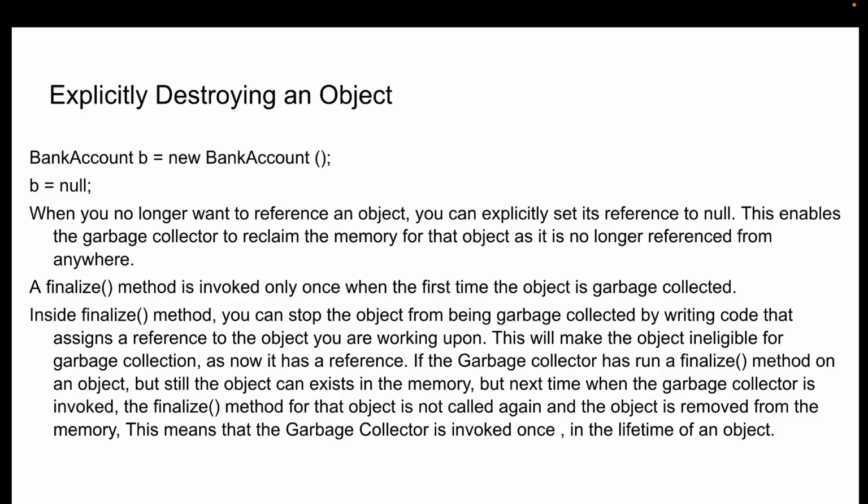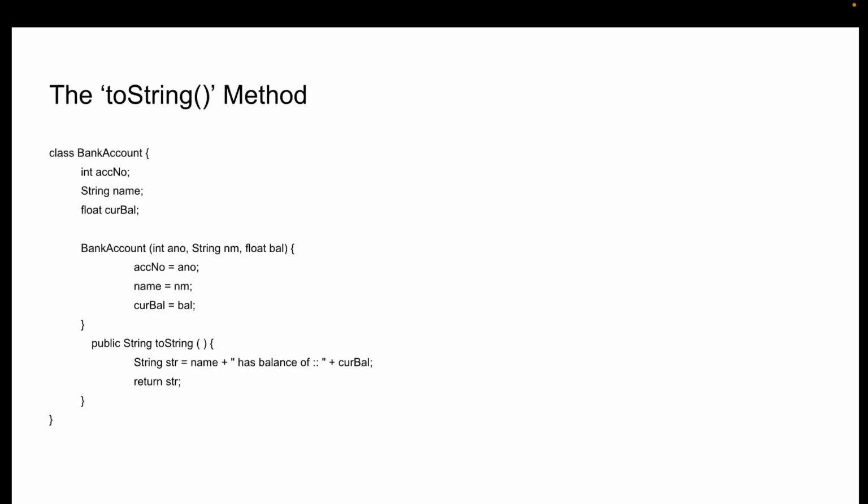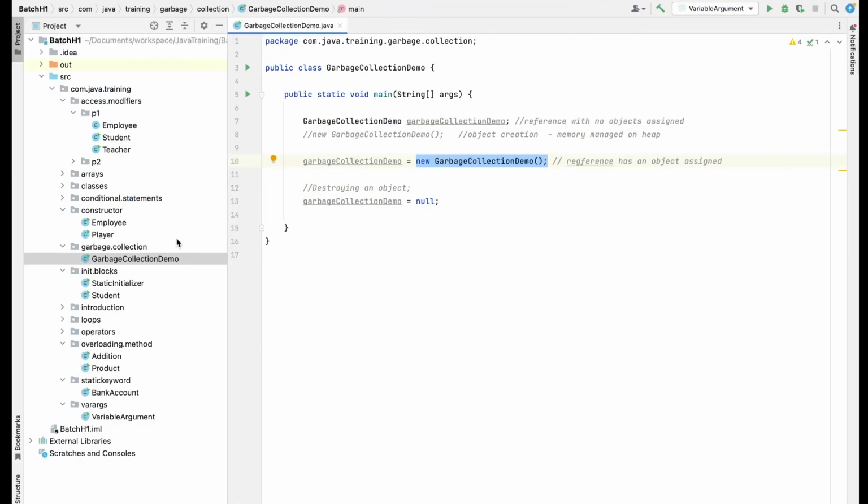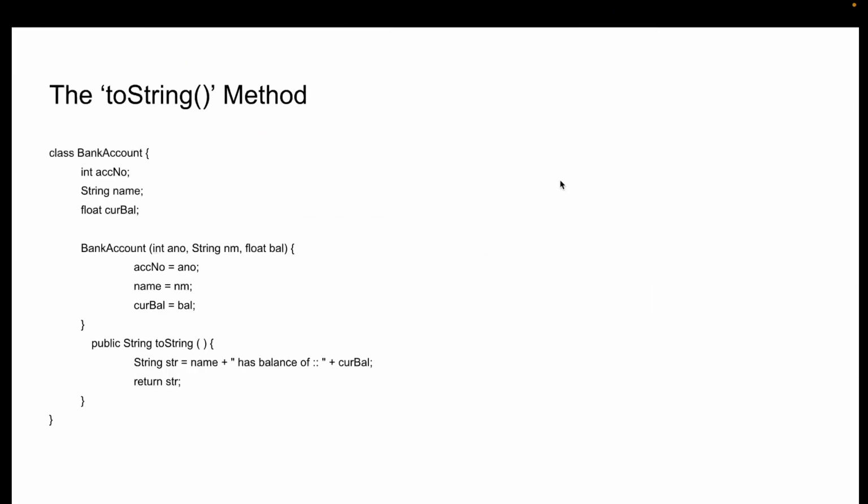This is all about garbage collection. Then we have something called the toString method. You are creating an object using this syntax, right? Using the new operator and then the class name followed by parentheses. So you are creating an object. So what happens?